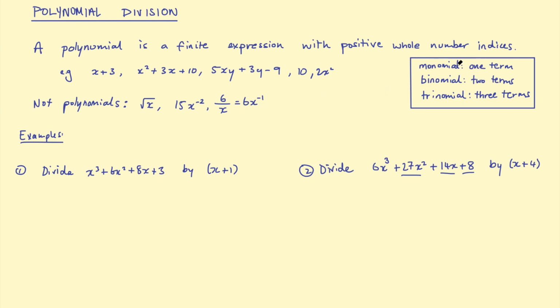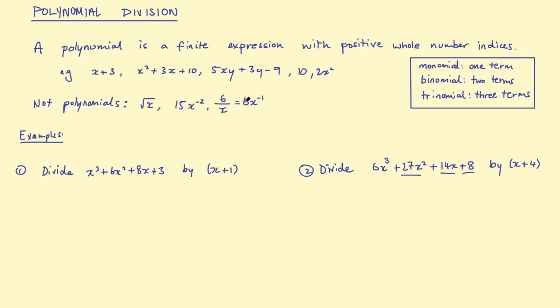Some other useful words are these over here. The first one is monomial. This is a polynomial with one term, for example 10 or 2x squared. You can refer to those as monomials. A binomial is a polynomial with two terms. That's things like x plus 3, x plus 1, x plus 4, or it could be x cubed plus x or something. As long as it has two terms, you can call it a binomial, and a trinomial has three terms, things like x squared plus 3x plus 10, or 5xy plus 3y take 9.